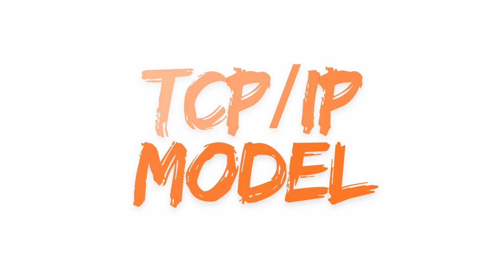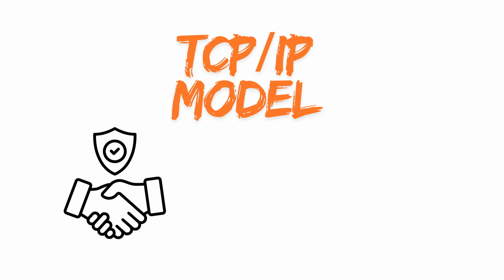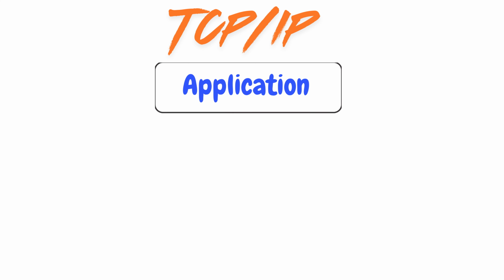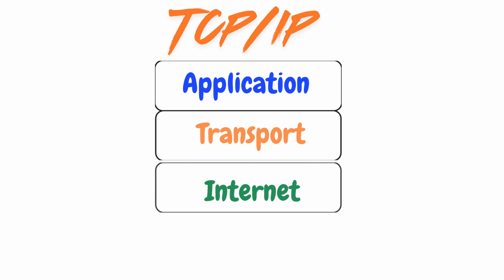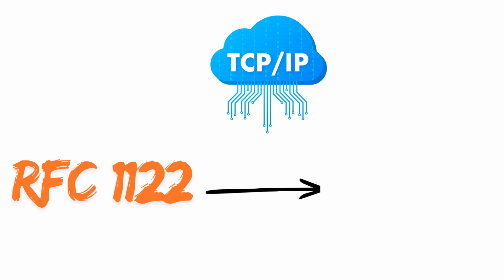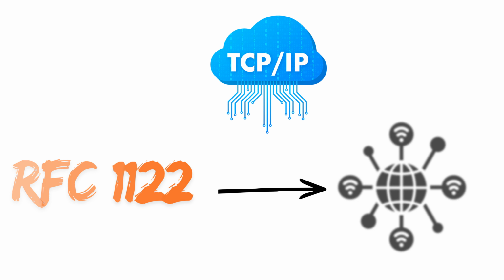The TCP/IP model is a layered networking framework that explains how data is transmitted between devices. It ensures reliable and efficient communication using standardized protocols. It consists of four layers: application layer, transport layer, internet layer, and network access layer. This model was standardized by RFC 1122 and forms the core foundation of the modern internet.